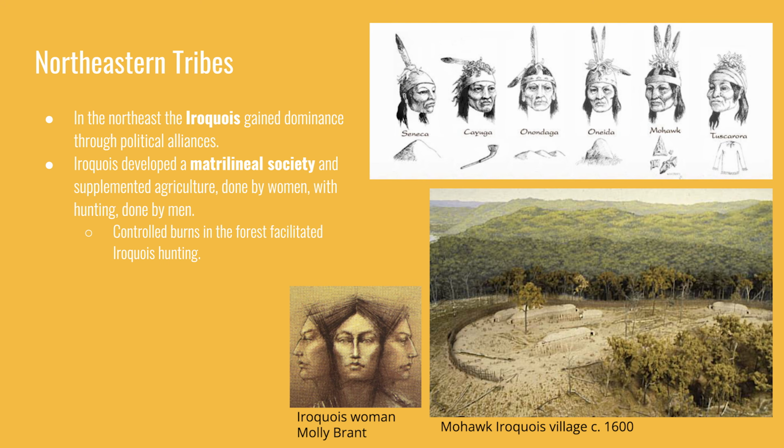In the Northeast, we've talked about the Iroquois. They are the most powerful group up there. They gained dominance through political alliances, and they developed matrilineal societies. That means that once a couple got married, it was the man that would go and live with the woman's family. Hunting would normally be done by the men, and the agriculture would normally be done by the women. Because they were a key part to sustaining the tribe, they in turn got a lot of political power within the group.